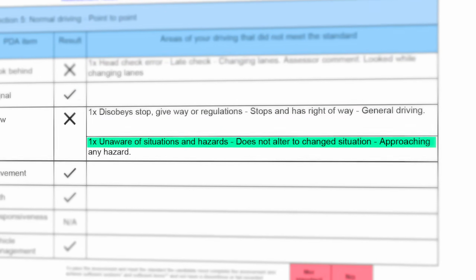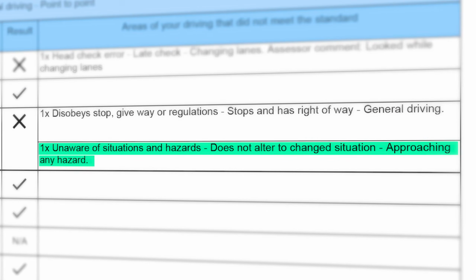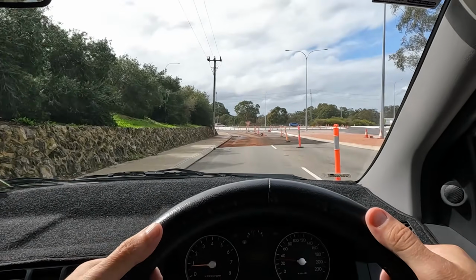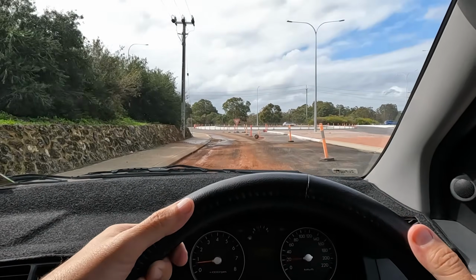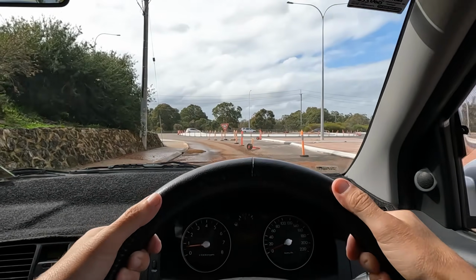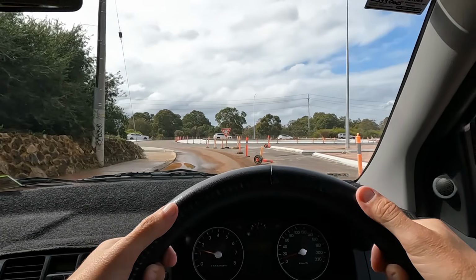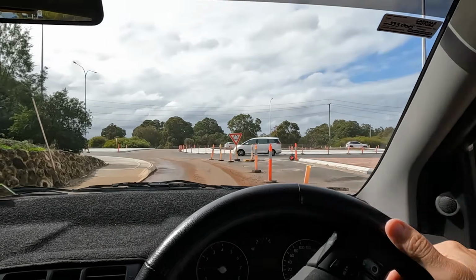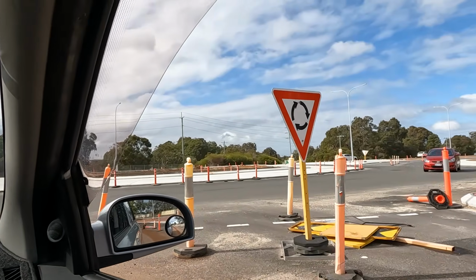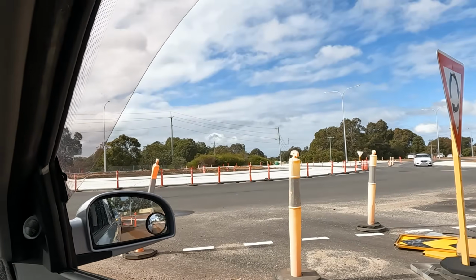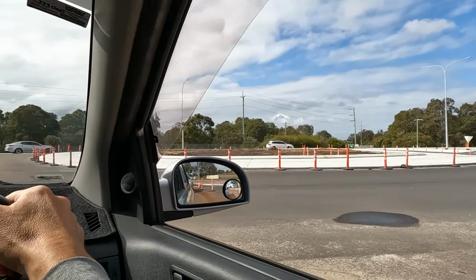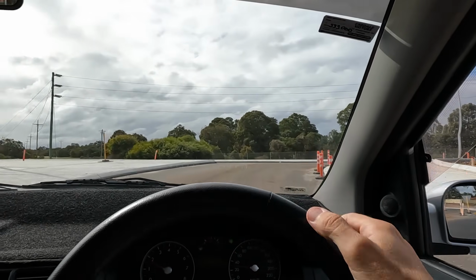Unaware of situations and hazards, does not alter to changing situation, approaching hazard. If you're driving through roadworks on your driving test, drive to the conditions. If you encounter a rough road surface with potholes, you may need to slow down as low as 5 kilometers per hour. If you're thinking, shouldn't this be 40 kilometers an hour speed limit? Well, you can't drive 40 kilometers on this terrain, which is what signage usually suggests. By the way, don't only rely on signage. Sometimes there are roadworks and no 40 signs. In your driving test in Western Australia, you have to obey roadworks by dropping your speed down to 40 kilometers an hour, even if there are no signs.